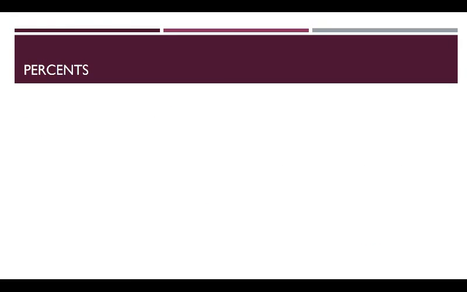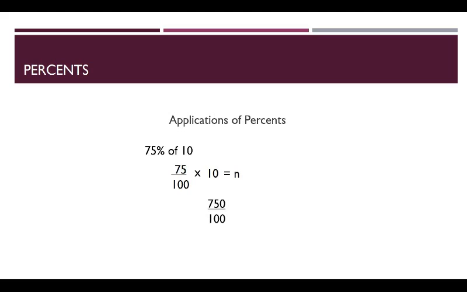We can use percents to find parts of other numbers. For example, find 75% of 10. Start with 75% as a fraction by writing 75 over 100. Multiply by 10 to find 75% of 10. Multiplying yields 750 over 100. Dividing 750 by 100 gives us an answer of 7.5. So 7.5 is 75% of 10.